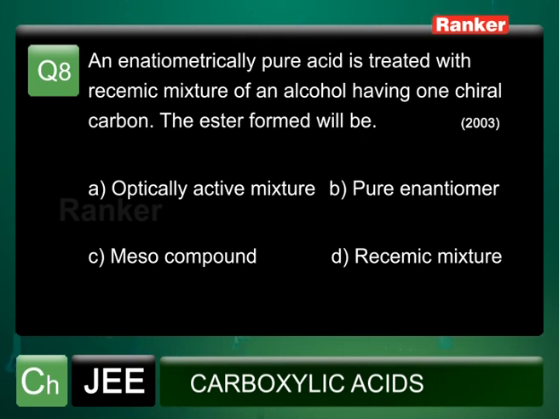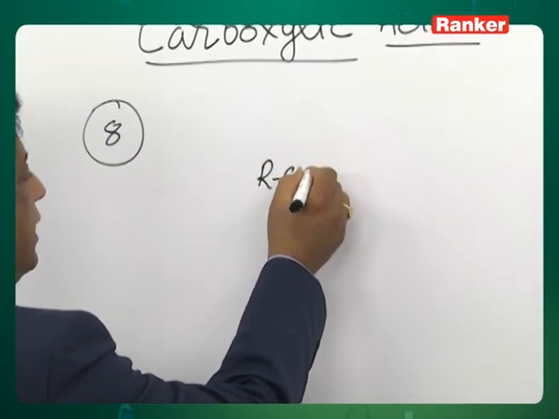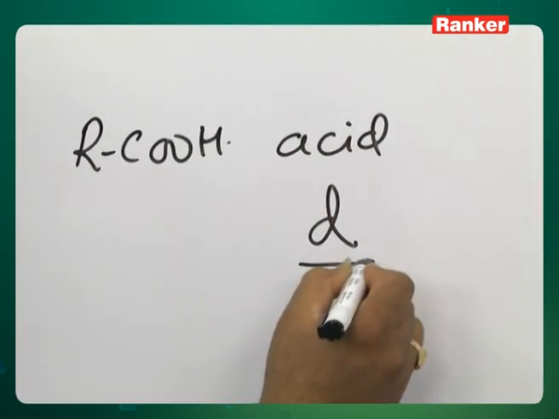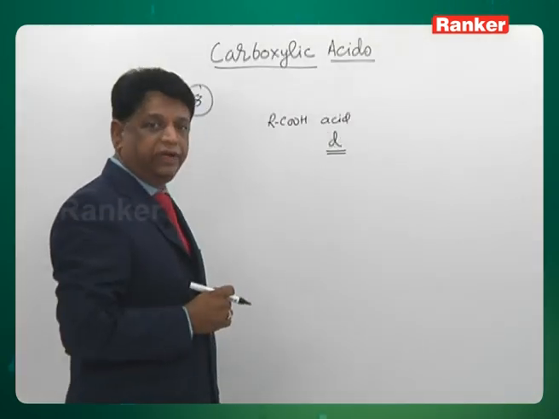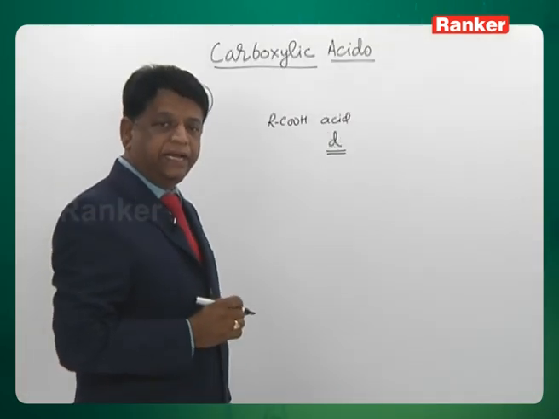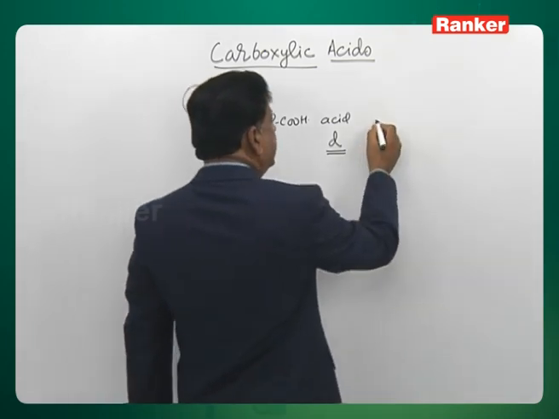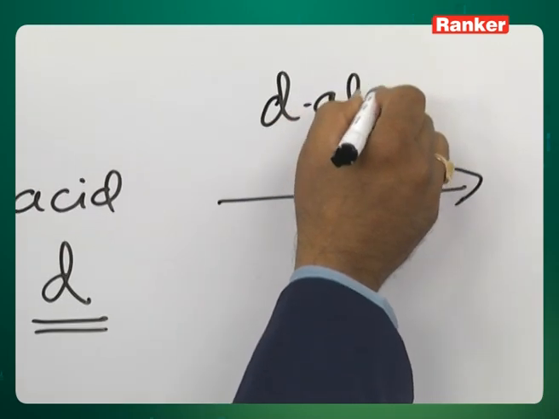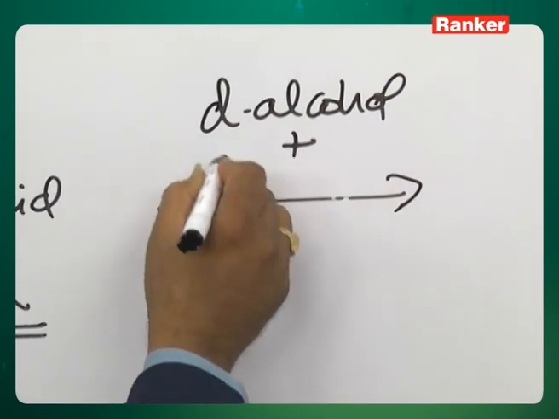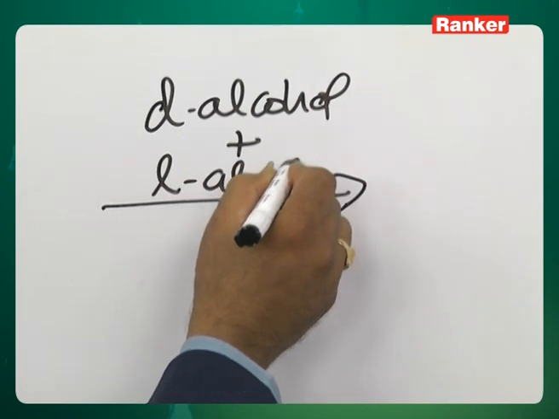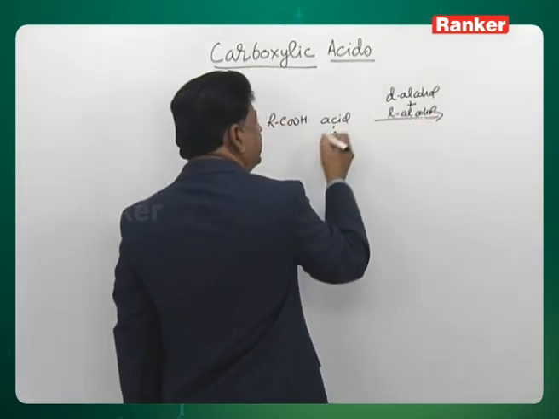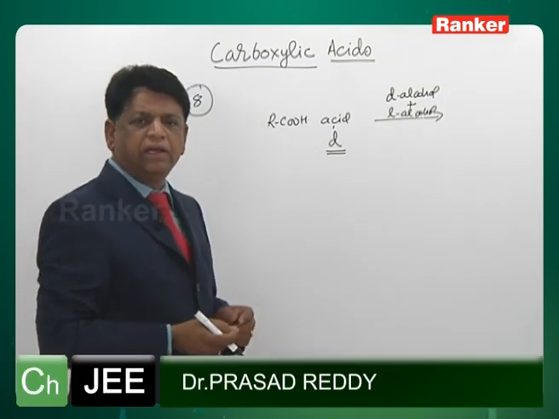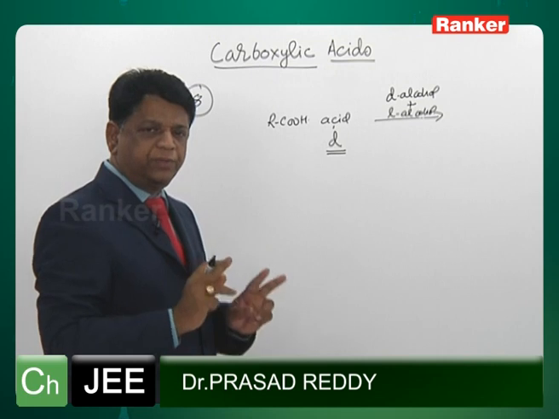A carboxylic acid is taken, let us say pure, which we designate as a D acid. This D acid is treated with the racemic mixture of alcohol. That means we have added the two alcohols, that is, D alcohol is added and L alcohol is also added. So a D acid is treated with the D alcohol and L alcohol. Therefore acid and alcohol will react and you will get an ester. So two types of esters are formed.